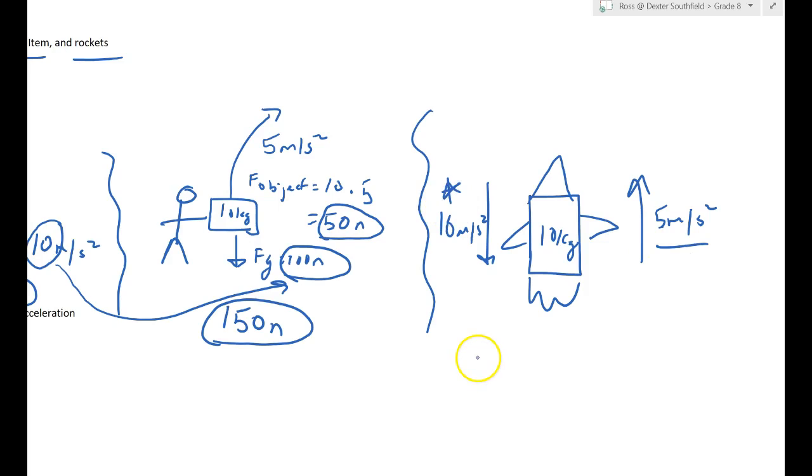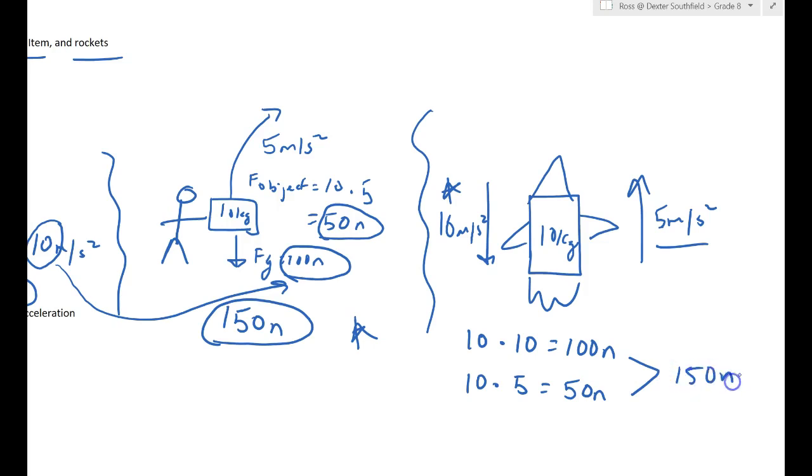We can do that in one of two ways. We can deal with it in terms of forces, or we can deal with it in terms of accelerations. So just like we did over here, we can say the 10 kilogram object times 10 meters per second squared equals 100 newtons. That deals with the force of gravity. We can also take the 10 kilograms times the 5 meters per second squared, and that deals with 50 newtons to shoot the rocket upwards if gravity wasn't there. Account for them both, we've got 150 newtons.